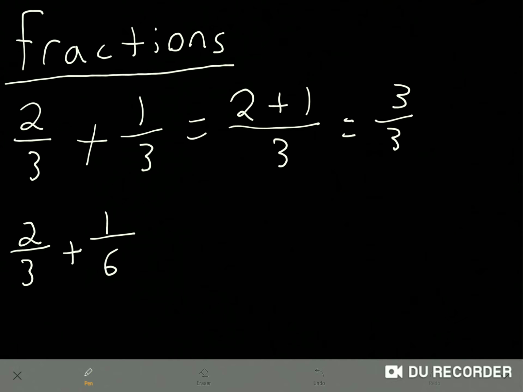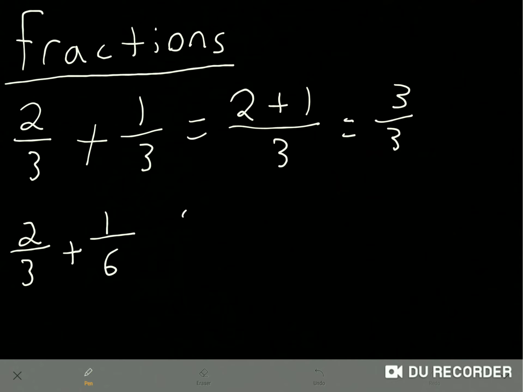So if we look at all the multiples of 3, we have 3, 6, 9, and so on. For 6, we have 6, 12, 18, and so on. Now, the least common multiple that 6 and 3 share is 6, because 6 times 1 is 6 and 3 times 2 is 6. That's the lowest number that they share. So in order to change our 2/3 to be over 6, we have to multiply the top and the bottom number in 2/3 by 2.